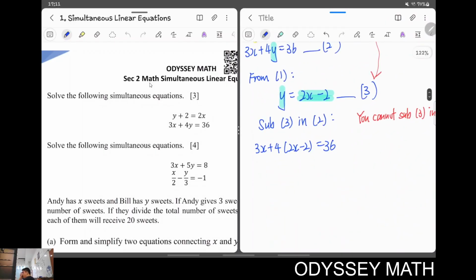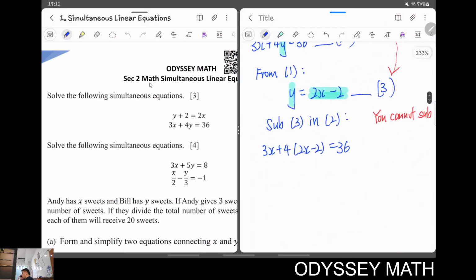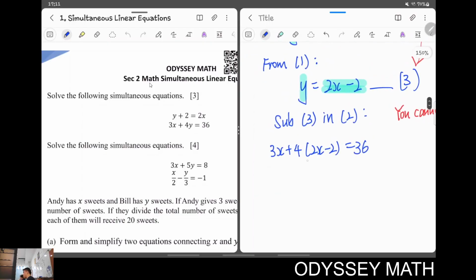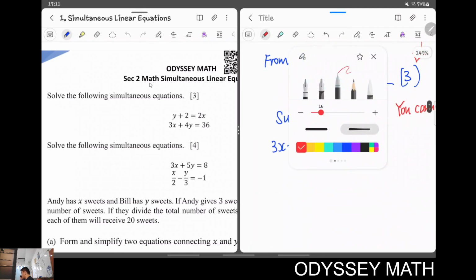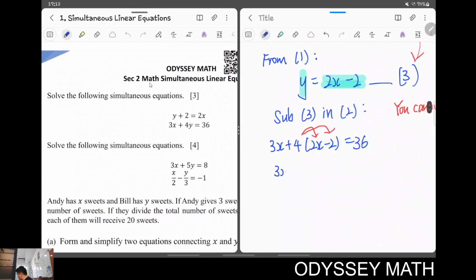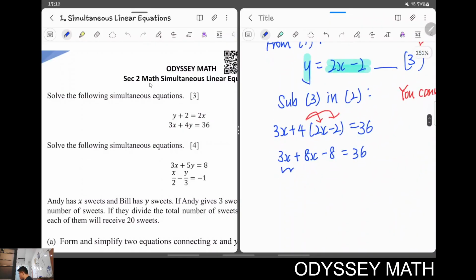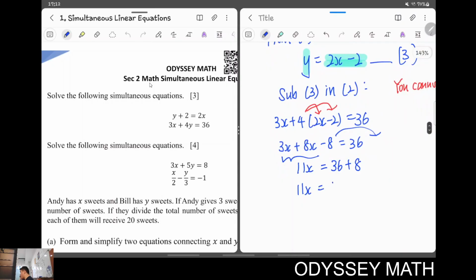So I'm going to tell you a few things that will lose a lot of marks for Sec 2 students over the years. First, you must love the bracket. Second, always do the rainbow. This is the mistake that really costs students a lot of marks. So then it's 3x + 4 times 2x is 8x, 4 times -2 is -8, equals 36. 3x + 8x is 11x. Minus 8 bring over, change the sign, so 36 + 8. So we have 11x = 44.